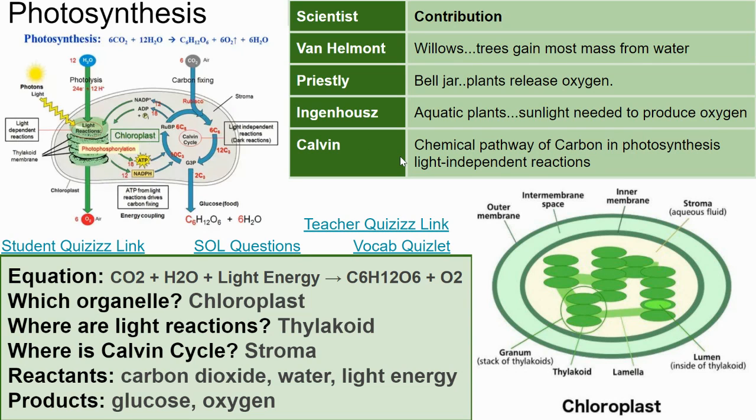Finally, we had Calvin. He traced the chemical pathway of carbon during the light independent reactions. So he basically looked at all of these tiny different reactions that are happening during the light independent reactions during the Calvin cycle. And he figured out how exactly carbon dioxide ends up looking like glucose, C6H12O6. Because of his extensive work on determining the different steps of this process, the light independent reactions were renamed to be called the Calvin cycle, named after him.